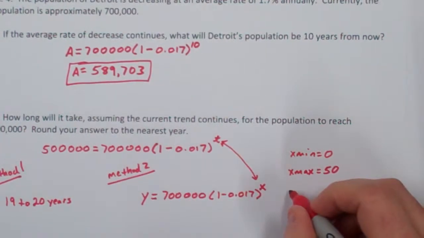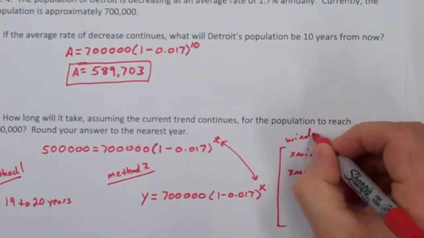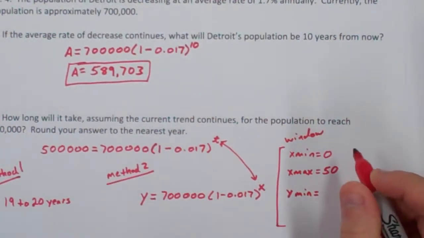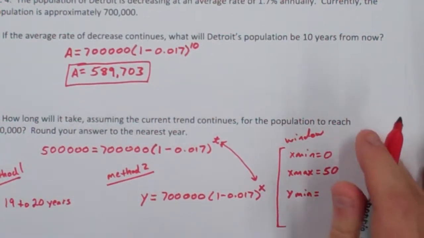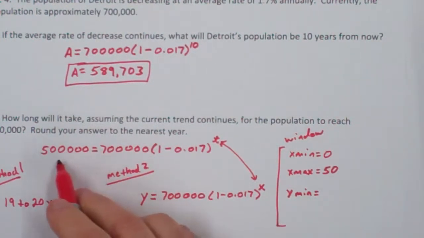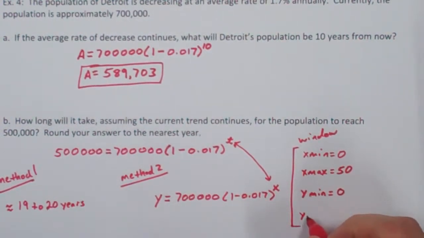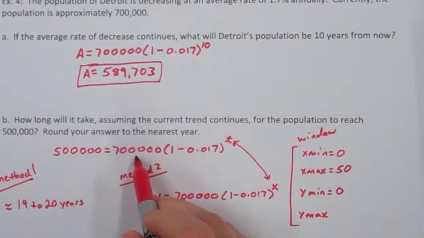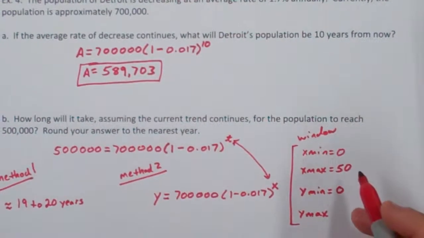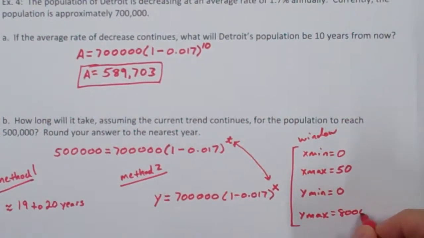Also for our y min, so this is our viewing window here. So we'll do this in the window settings. The y min, we can do the y min at maybe 0 if you wanted to, or we really only have to go all the way down to 500,000. But if we make it 0, then we can see everything that's going on with this function. And the y max, we want to go a little bit above the maximum amount, and what we care about will never be above 700,000 because we're going lower than that. So we're going to make that 800,000.